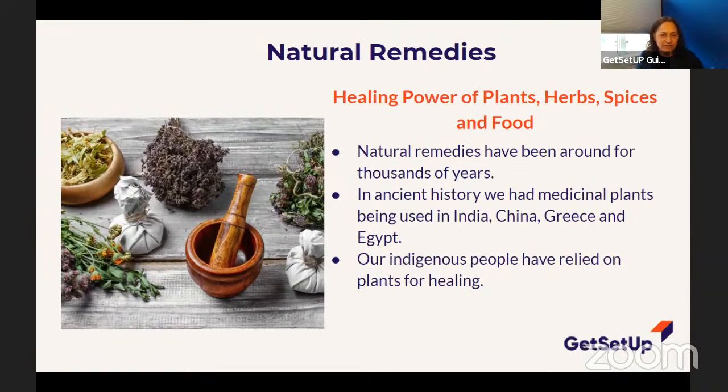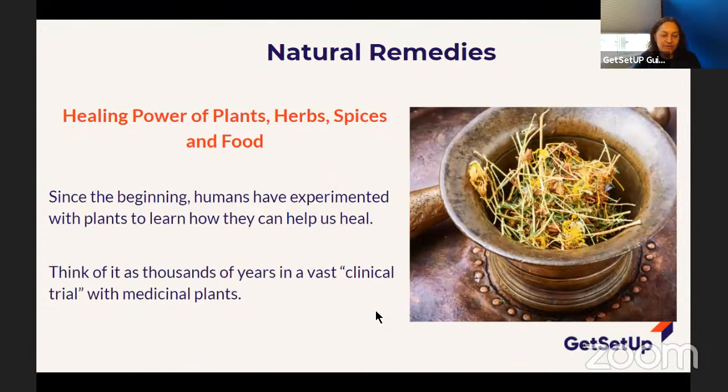I mean, there's obviously other countries that have also used medicinal plants. Our indigenous people here in Canada and in North America, around the world, in Australia, they really do rely on plants for their healing. That's their go-to, to look at plants versus medicine in a bottle. And in today's society, they still go to plants first when it comes to healing whatever is the issue. So there's people that specialize in that. Since the beginning, us humans, we've been experimenting with plants to learn how they can help us. So think of it as thousands of years in a vast clinical trial.